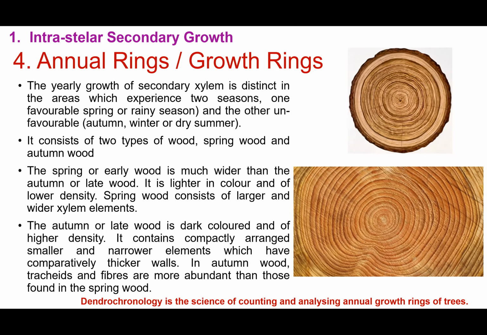So such plants which are growing in such regions generally contain two types of wood. Okay, one is spring wood, one is autumn wood, right? Spring wood is formed during the spring season, that is secondary xylem formed during spring season. And autumn wood is the secondary xylem formed during the autumn season. So when we compare them, the spring wood is also known as the early wood, whereas autumn wood is known as late wood.